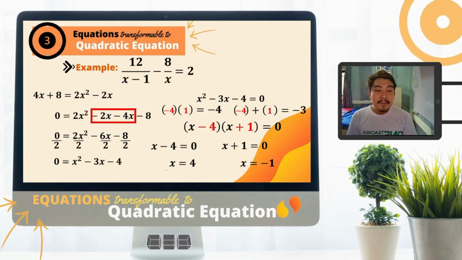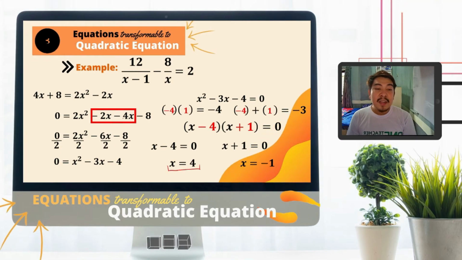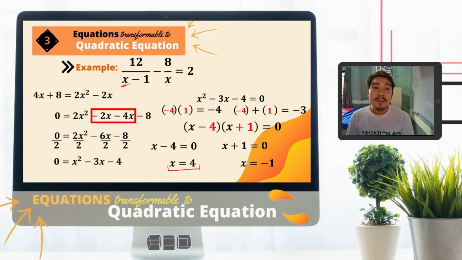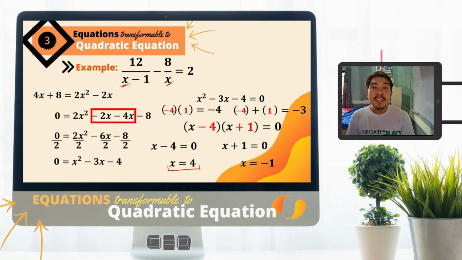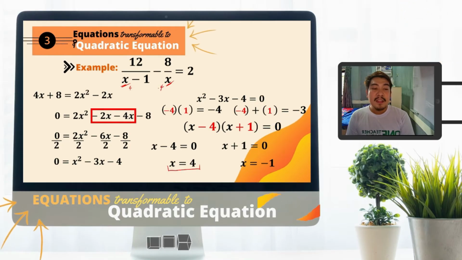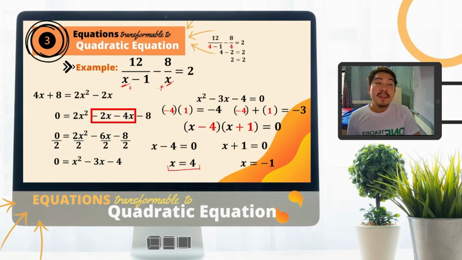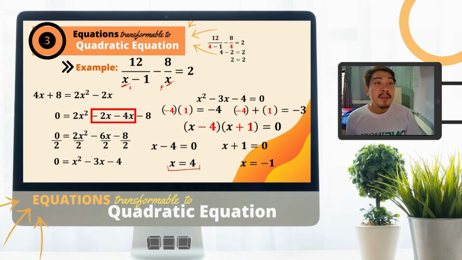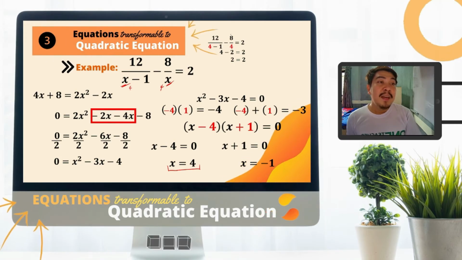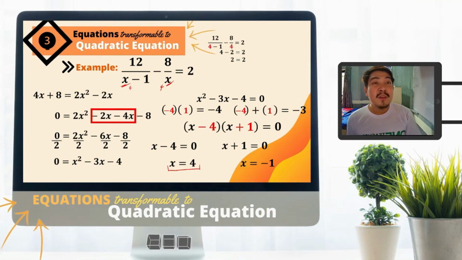So we will be substituting the first value of x to the given equation. Yan. Substitute natin dito si 4. Yan. Okay? So ayan yung magiging resulta. 12 over 4 minus 1 minus 8 over 4, which is equal to 2.